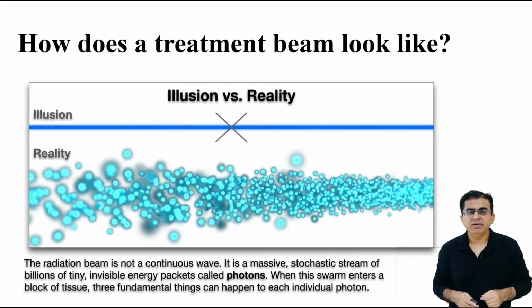How does a treatment beam look like? Remember that the treatment beam is not a continuous, unbroken laser like this. Instead, it is a massive stream of billions of tiny, invisible packets of energy called photons. When this massive stream of photons enter tissue, three fundamental events can happen. Let us see them one by one.